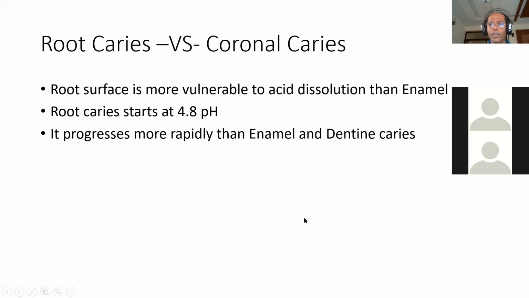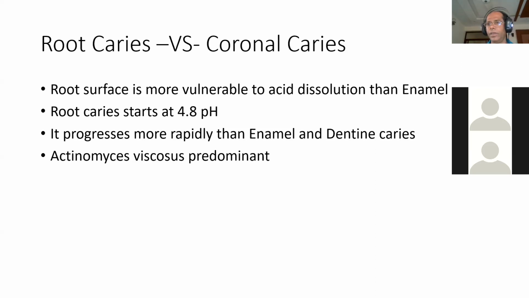It progresses more rapidly than enamel, and the reason is again the same: it is softer, the cementum dissolves rapidly, and then the radicular dentine, compared to coronal dentine, is less mineralized. So that's why it is more progressive.